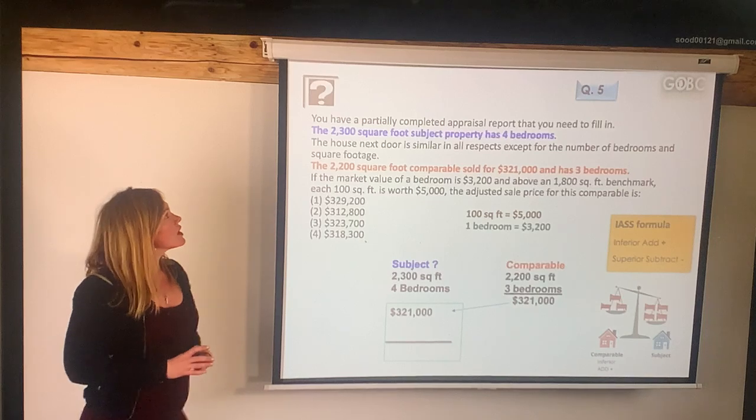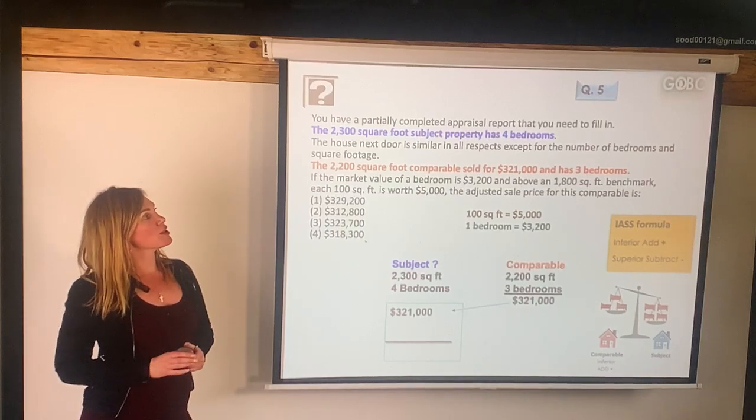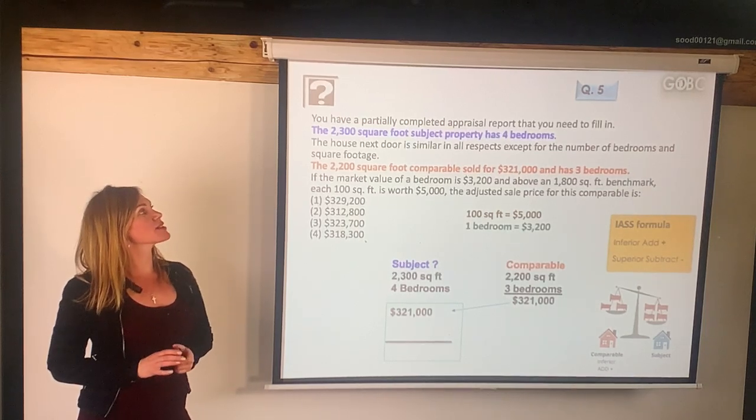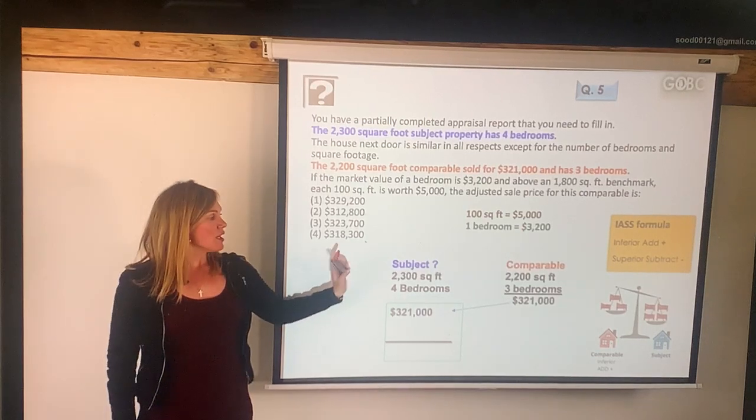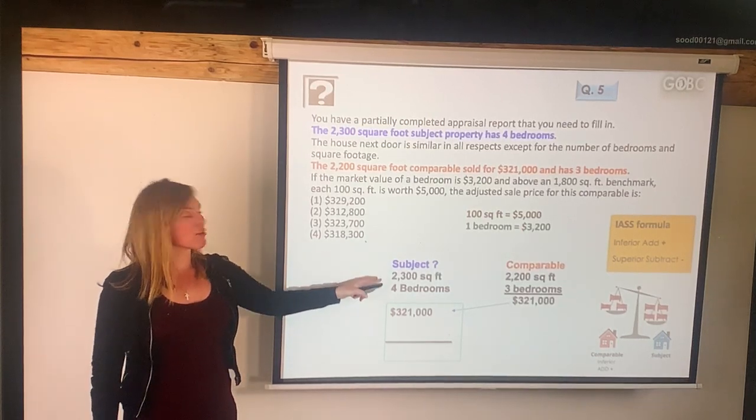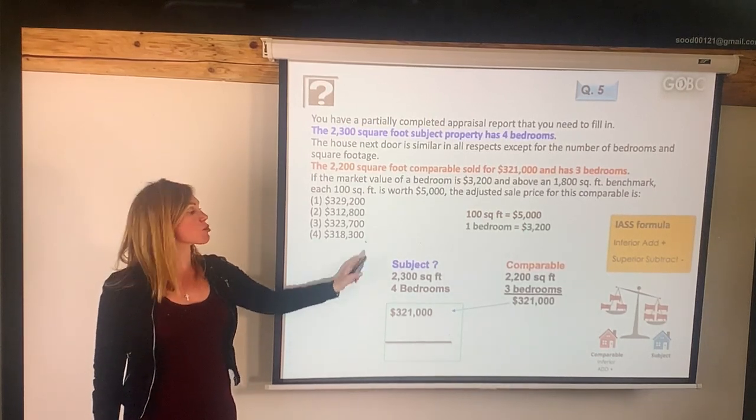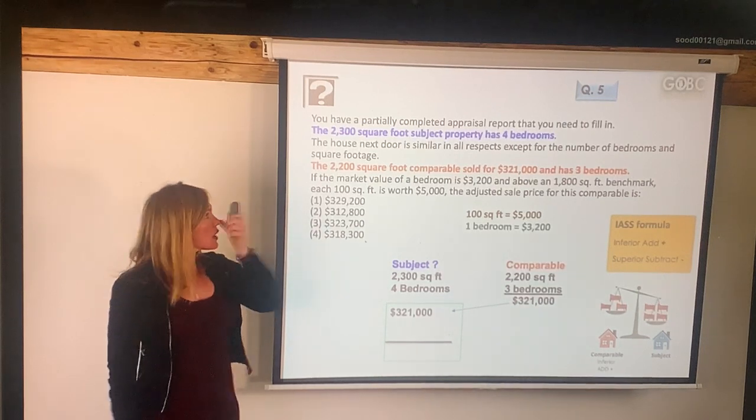So question 5. You have a partially completed appraisal report that you need to fill in. The 2,300 square foot subject property has 4 bedrooms. So basically, he said, I have a property that I need to sell. It has 2,300 square foot. It has 4 bedrooms, and I don't know what price I should list it at, right? So that's what the question is about.